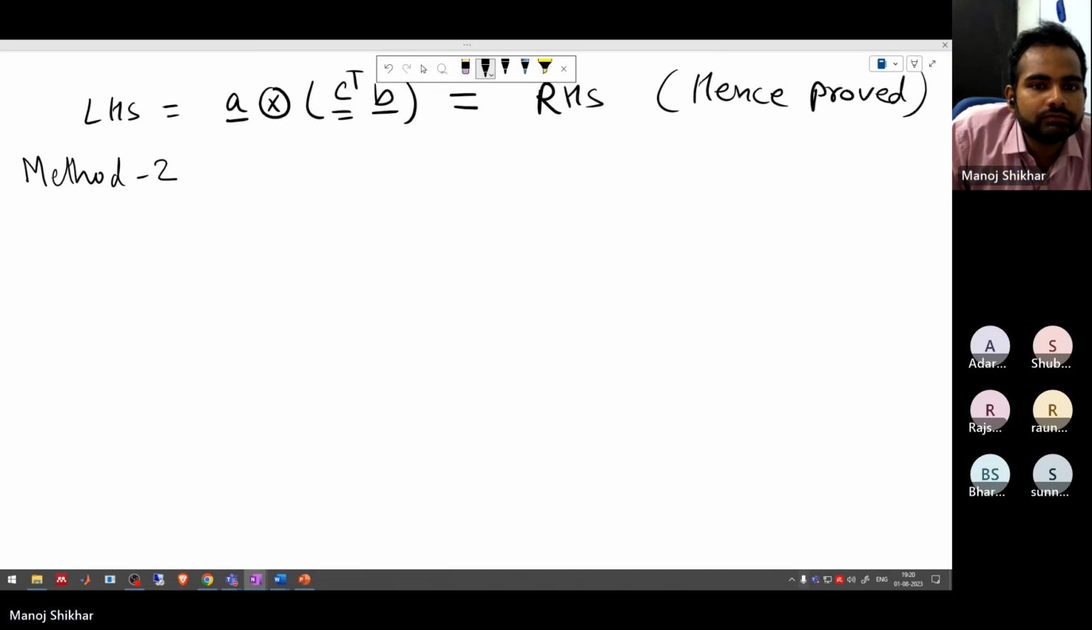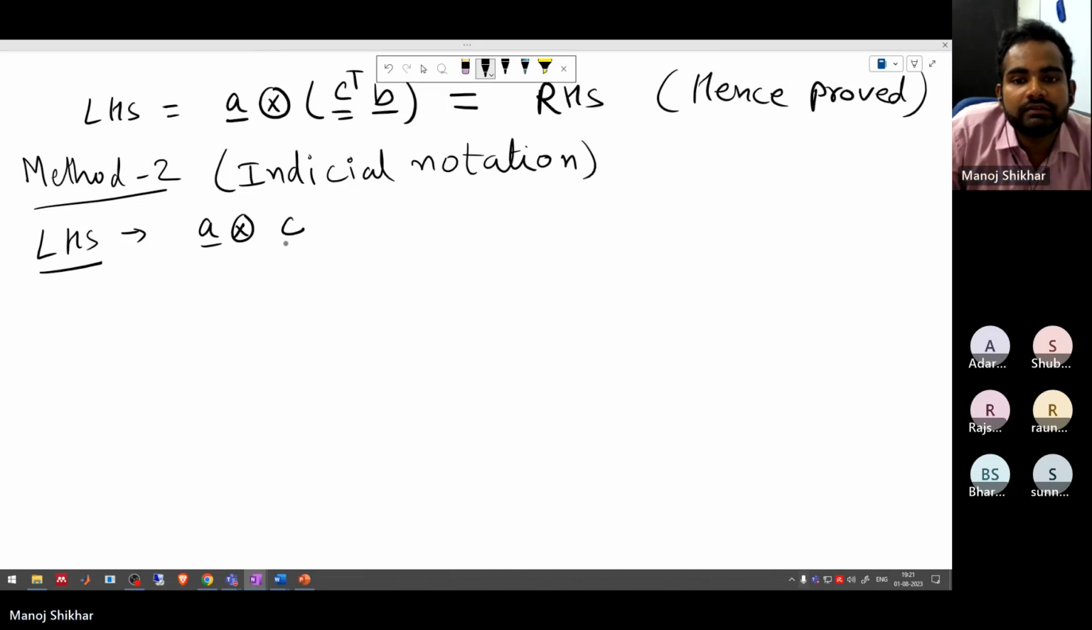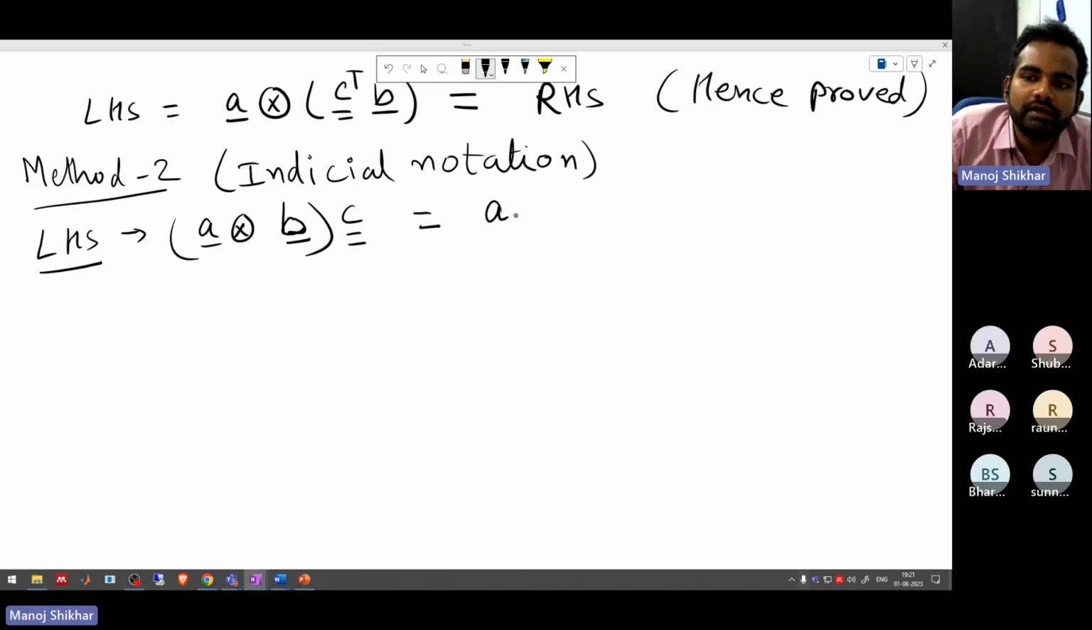Method 2, indicial notation. So our LHS was A dyadic B into C. So this is A_i B_j.